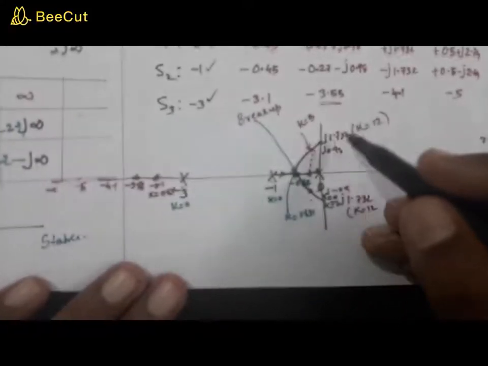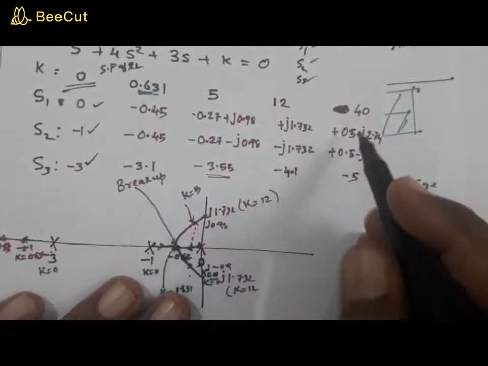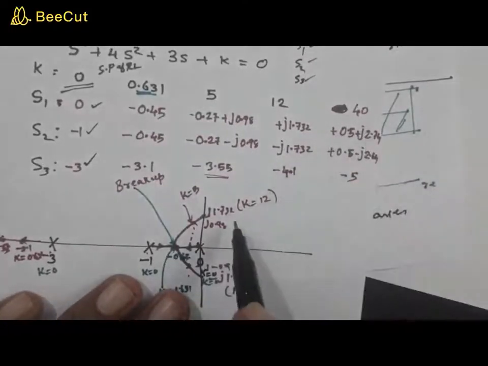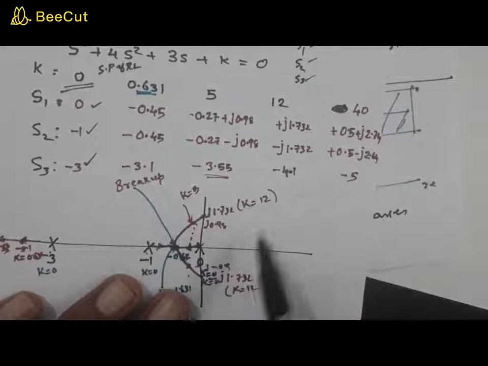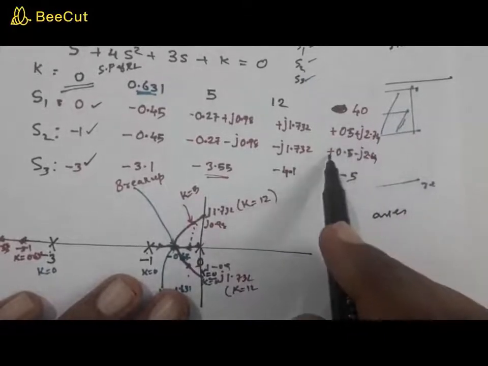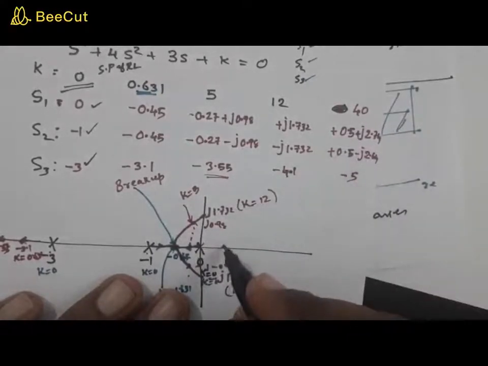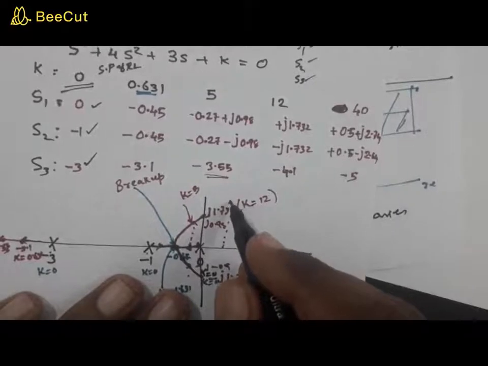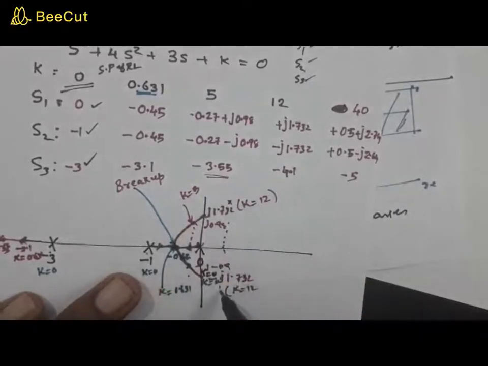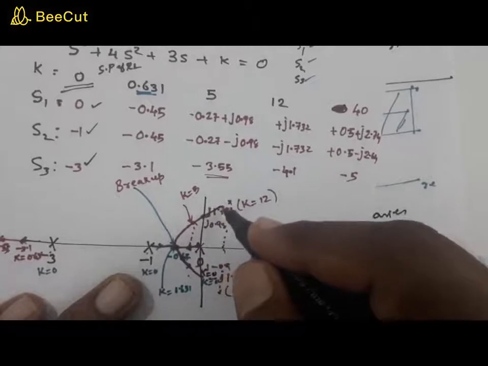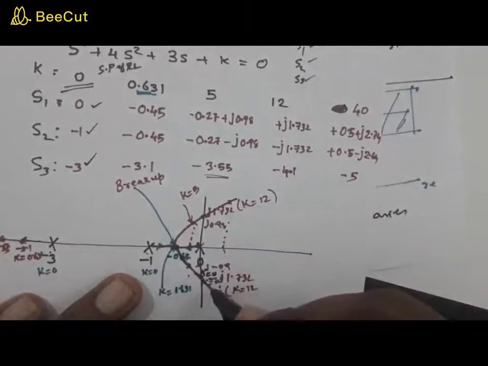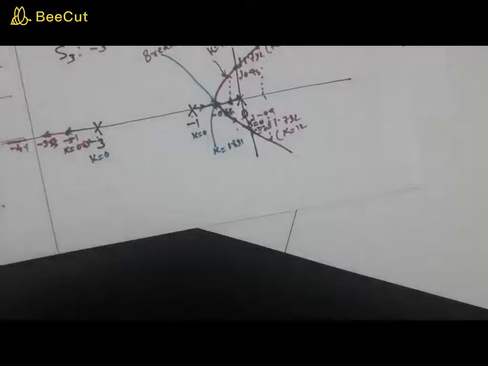While at this point, look at the value 0.5. Both are positive. That means it comes in these two quadrants, right? 0.5 plus j 2.4, 0.5 minus j 2.4, so that will be somewhere over here, right? 0.5, 0.5, and this will be somewhere over here. So this moves in this way, right?